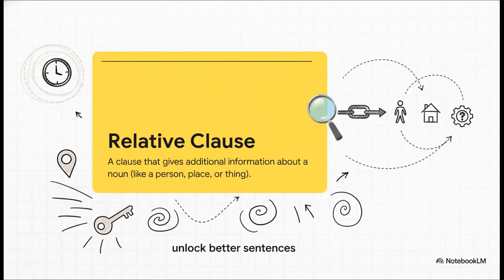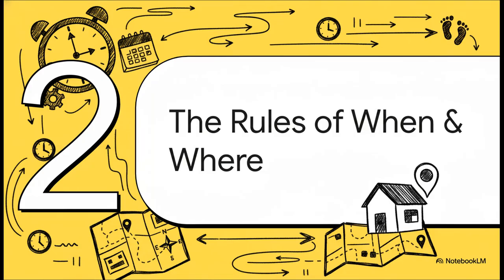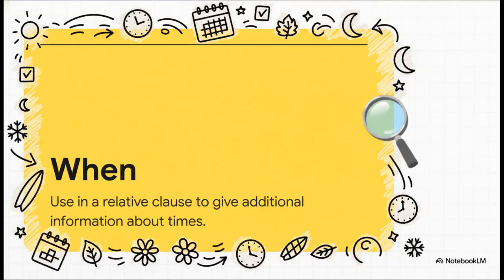Now, this tool is called a relative clause. I know, that sounds super technical, but trust me, it's easy. Just think of it like a little side comment that you attach right onto the person, place, or thing you're talking about. For this explainer, we're zooming in on two specific little words that kick off these clauses, when and where. And the rules couldn't be simpler. One's for time, the other's for place. Let's break them down.